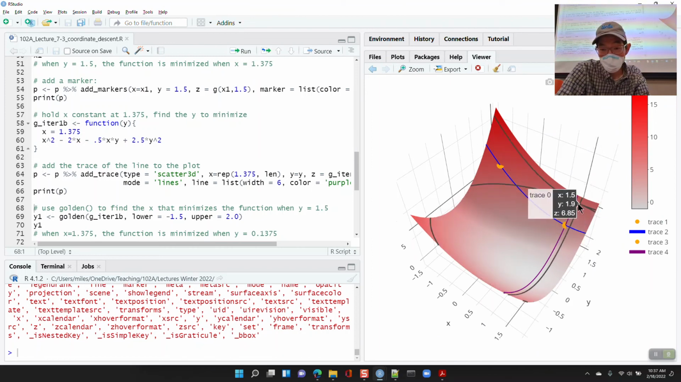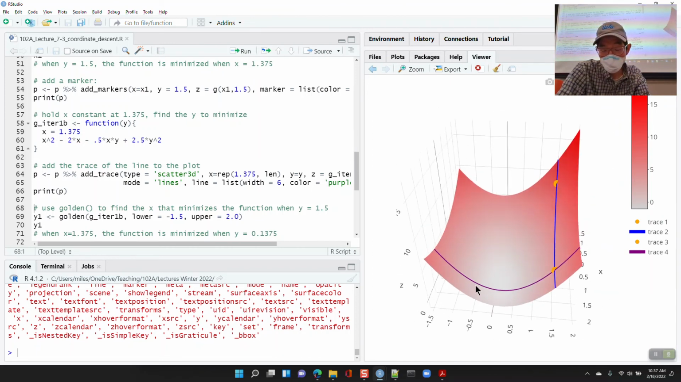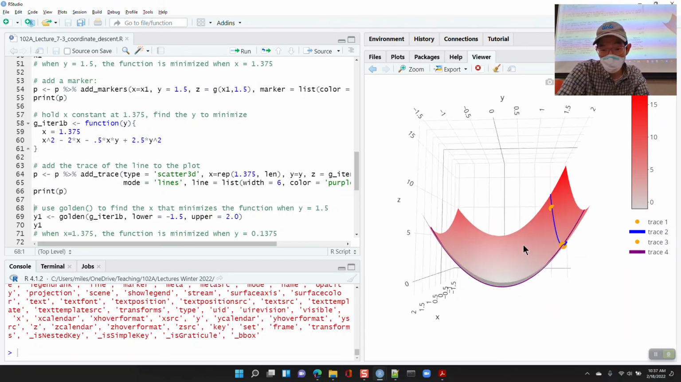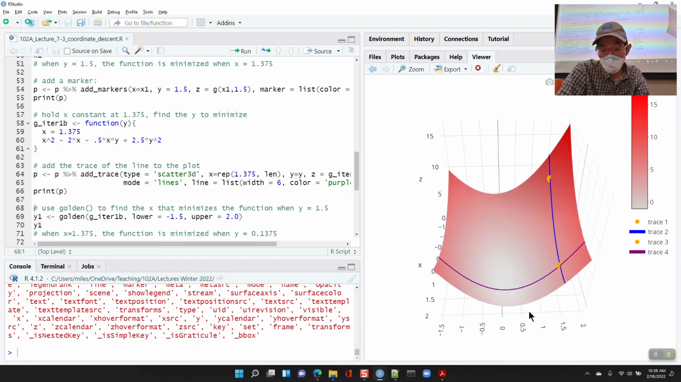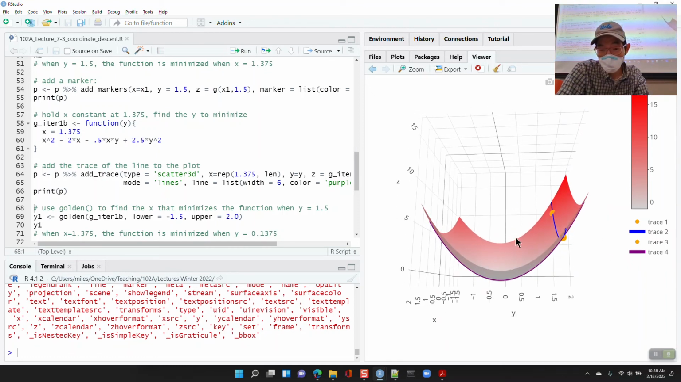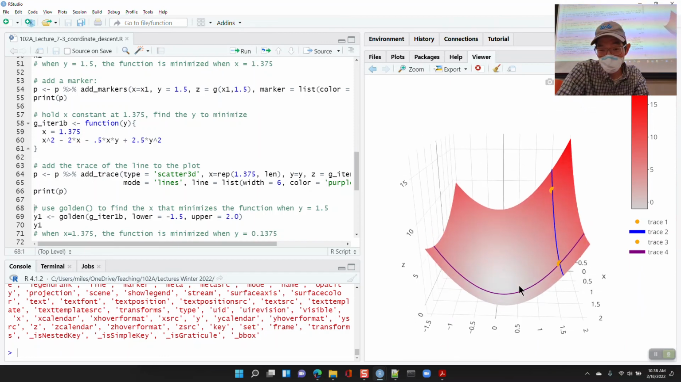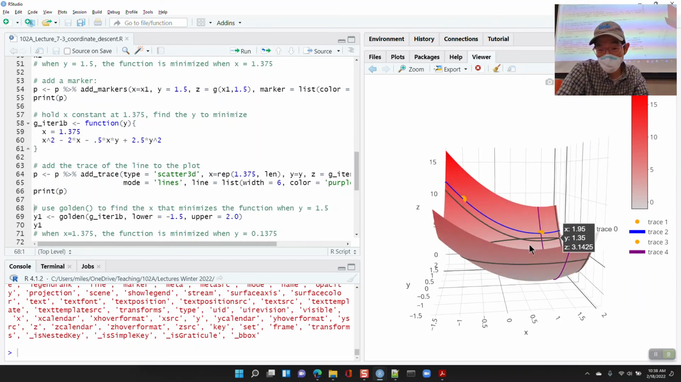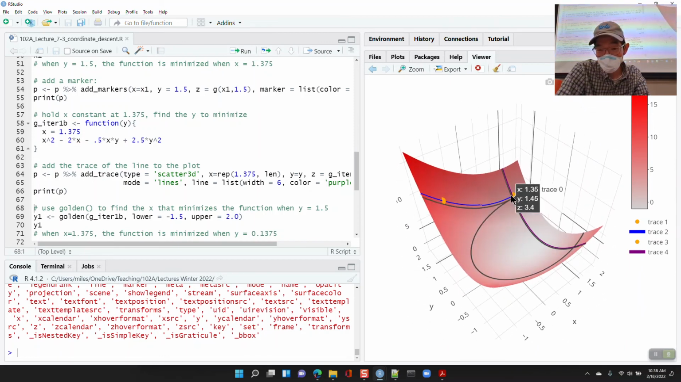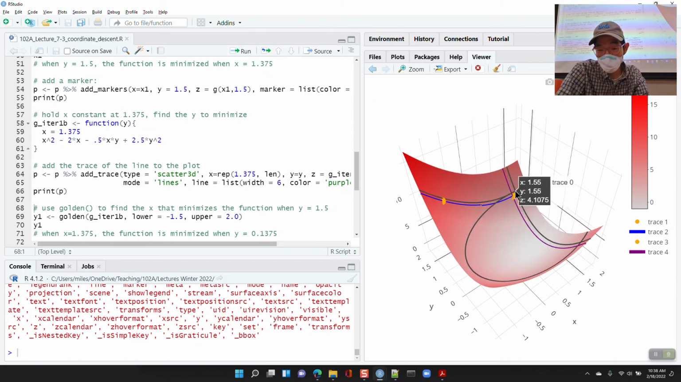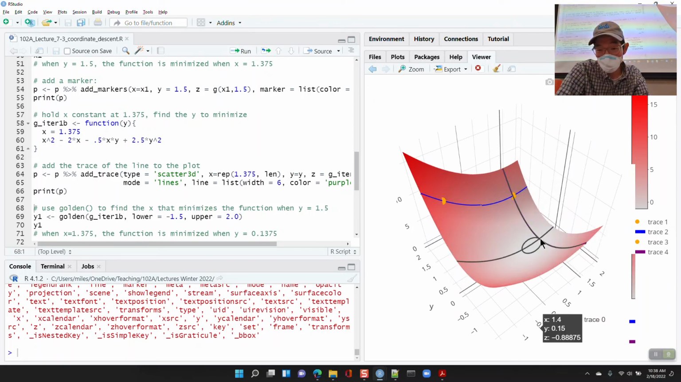So locking in this value 1.375, this is the trace of the function. And we're going to ask, what is the value that minimizes this univariate parabola? If I were to look only at the purple line here, what value minimizes that? We're going to just trace this until it's as low as possible.